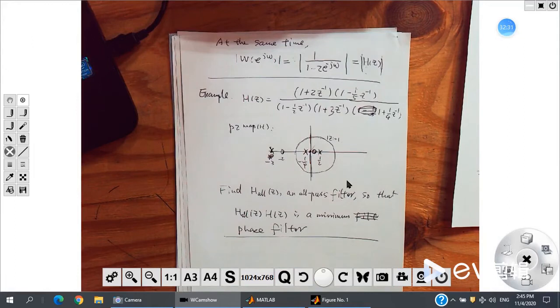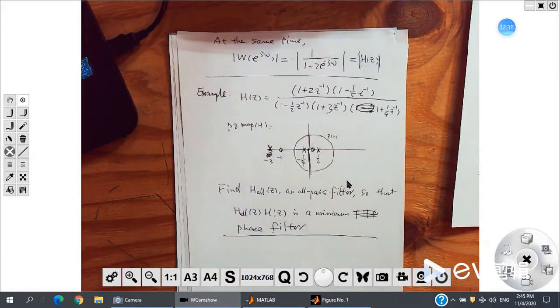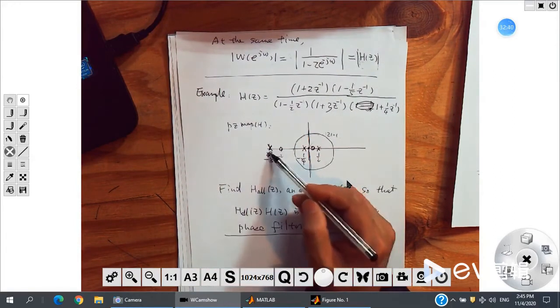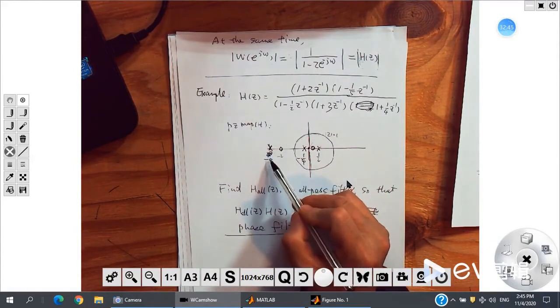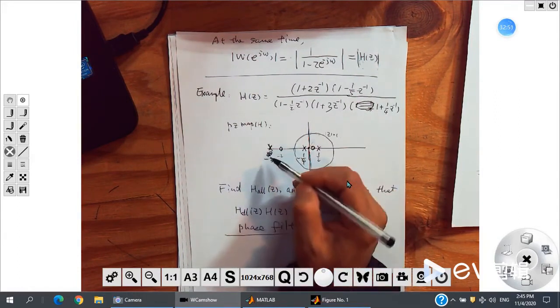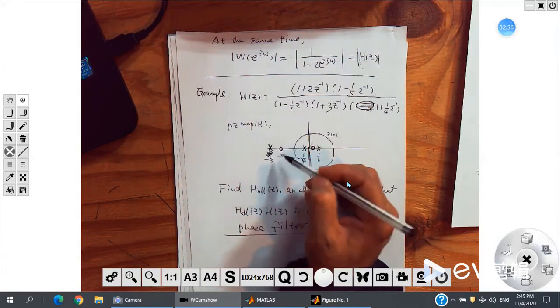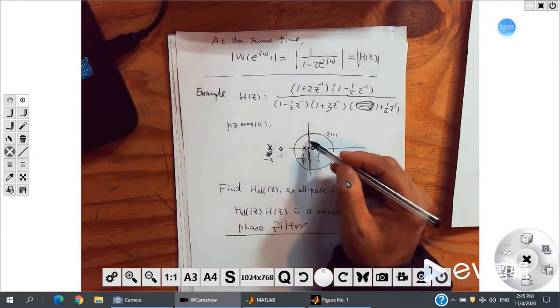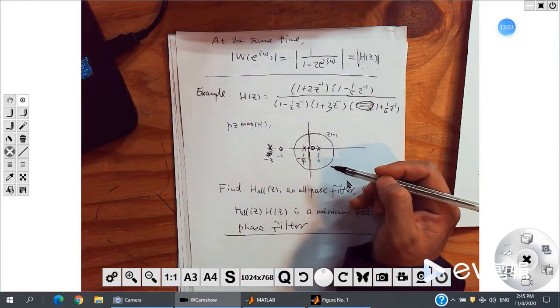So what is a minimal phase system? In a minimal phase system, you want all the zeros and the poles inside the unit circle. But now we have two outside. So we multiply by an all pass filter to move these two inside the unit circle. That means you want to cancel this pole and this zero, and add another zero and pole which are inside the unit circle. So it's something like that.